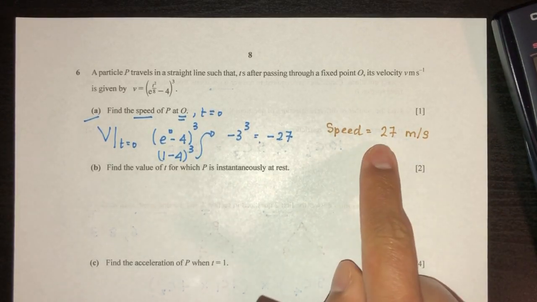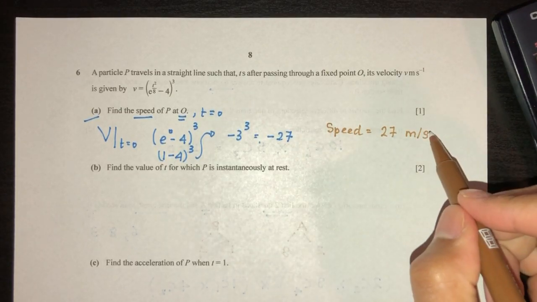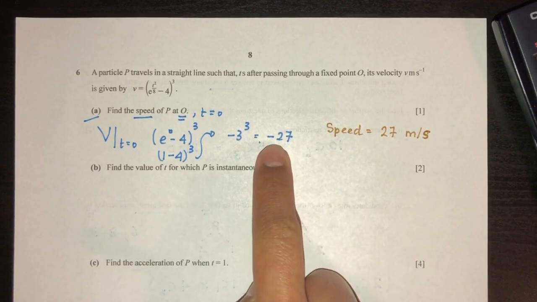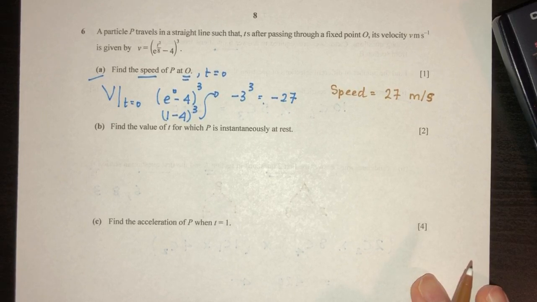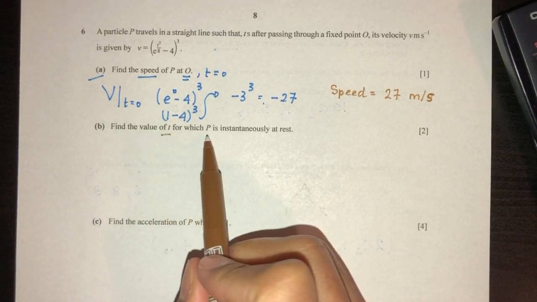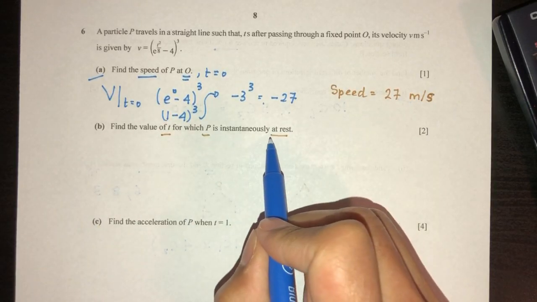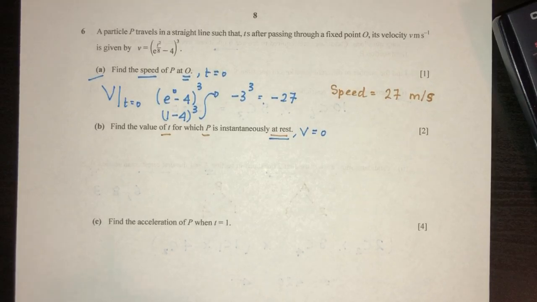You have to understand what they are asking you for, because speed doesn't have direction. This is s, of course, and that will be your answer, and not minus 27, because that is the velocity. Okay, that is part 1. Now part 2, find the value of t for which p is at rest. So whenever you see at rest, just know this: at rest v has to be 0.